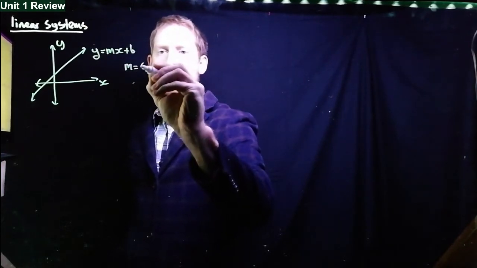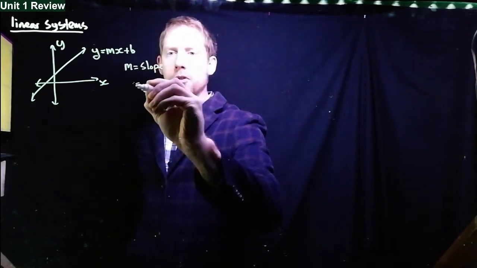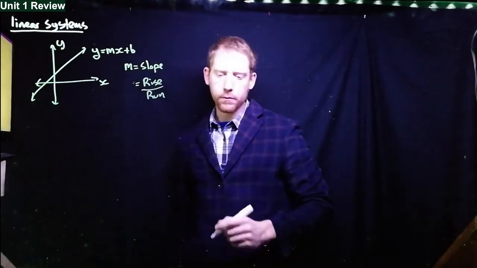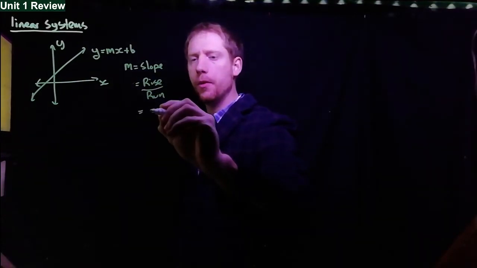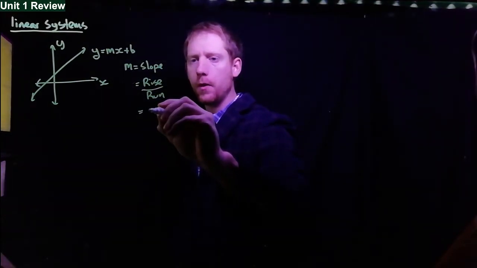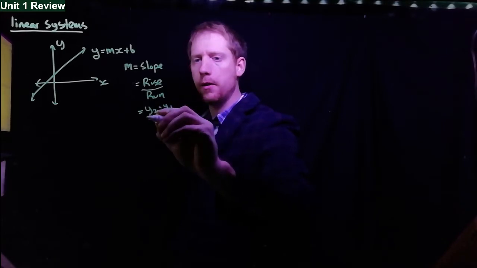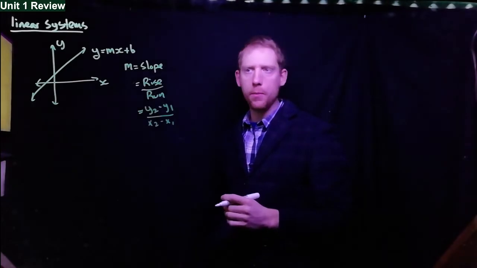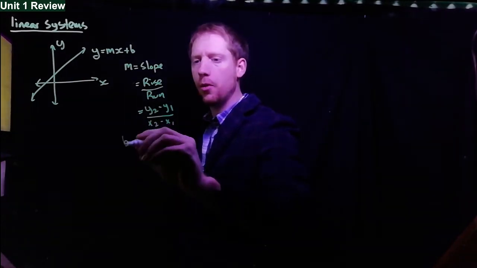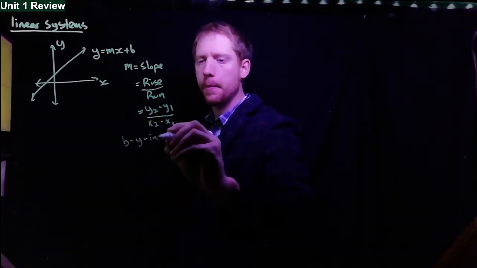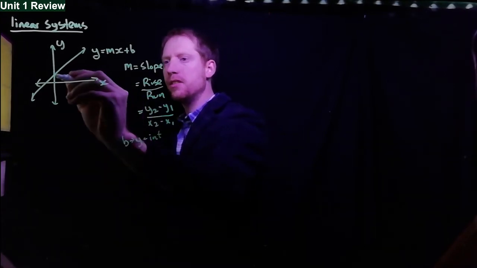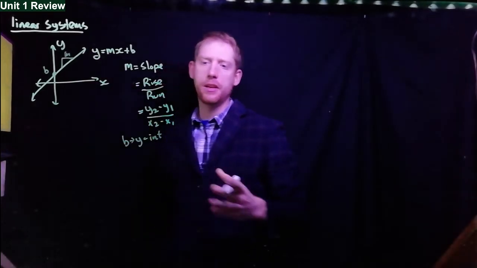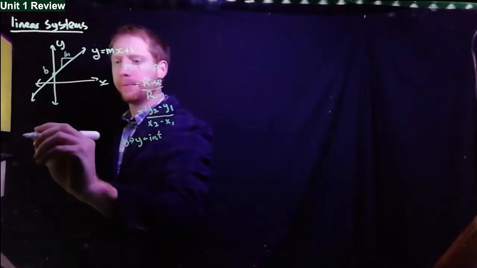where m is equal to the slope. Slope can be equal to rise over run, or it can be equal to y2 minus y1 over x2 minus x1. So we can use this equation to find out the slope, right? And b is equal to the y-intercept. So this will be your b, and then you can have your m here. So that's a linear system. You need to be able to graph.